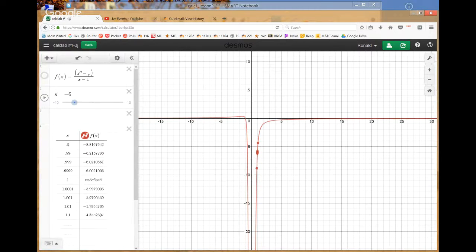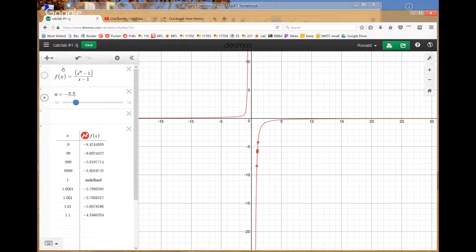Now, what's really wild here is what n is completely changes this. And I've put a slider in there. So right now, you can see, first of all, we're doing the limit as x approaches 1. And from the left, it appears to be going down to what? Negative. So as x approaches 1 from the left, it appears to be negative 6. But as x approaches 1 from the right, it again appears to be negative 6.